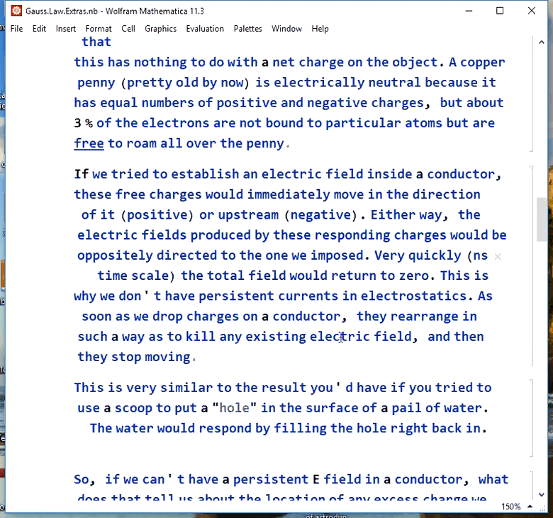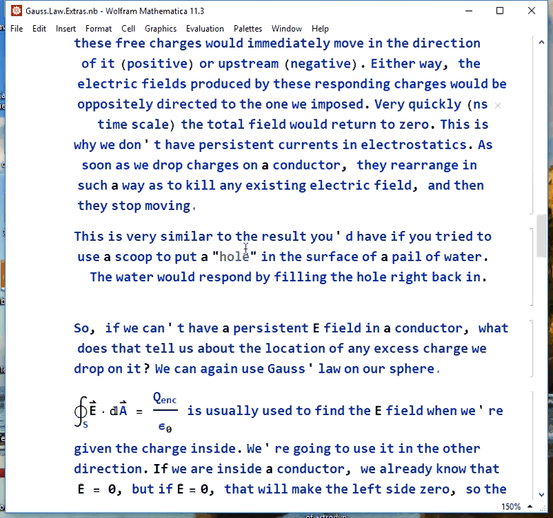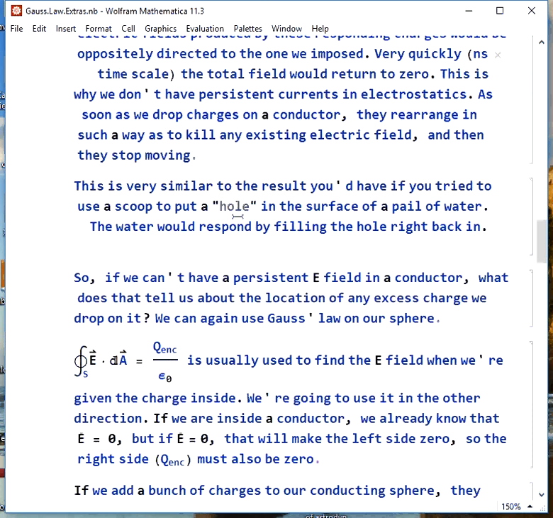If we drop charges on a conductor, they rearrange themselves in such a way as to kill any existing electric field, and then they stop moving, again, very, very fast. This is kind of like what you'd get if you decided you wanted to put a hole in the surface of a pail of water by scooping out some water. The water fills the hole right back in, only instead of a time scale of milliseconds, the electrons will remove the electric field on a time scale of nanoseconds.